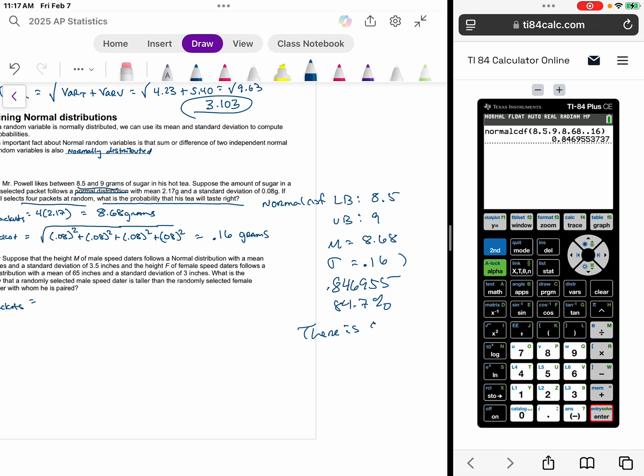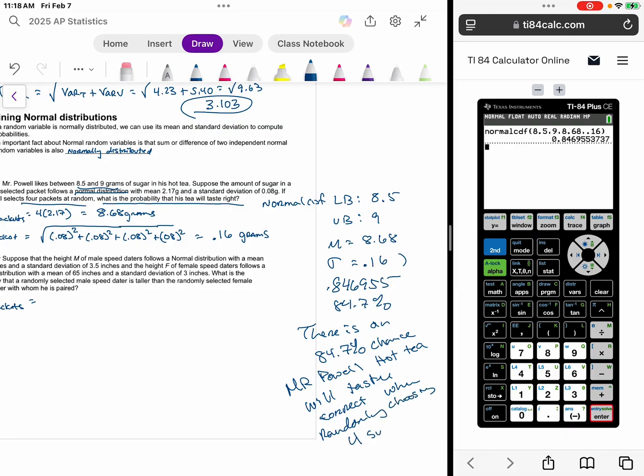There is an 84.7% chance Mr. Powell's hot tea will taste correct when randomly choosing 4 sugar packets.